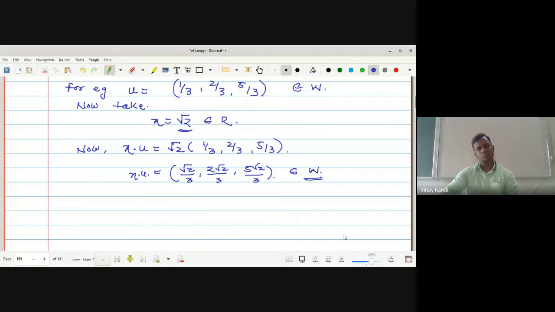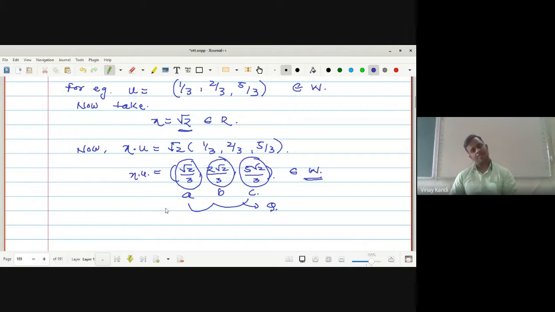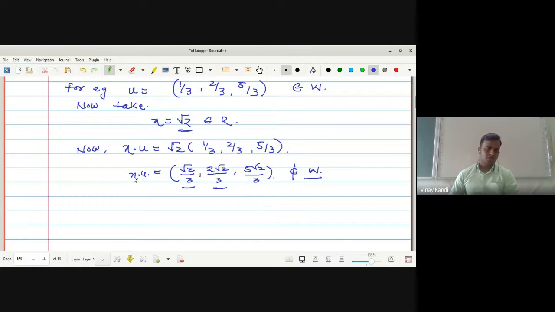Is it true? What are the elements of W like? (a, b, c) such that a, b, c are all rational numbers, right? Are these rational? Yes, sir, they are rational. Does root 2 look rational? Root 2 is an irrational number. Okay, so x into u does not belong to what? W. Okay. So this element does not belong to W because all the entries of x into u are not rational. These are irrational numbers.